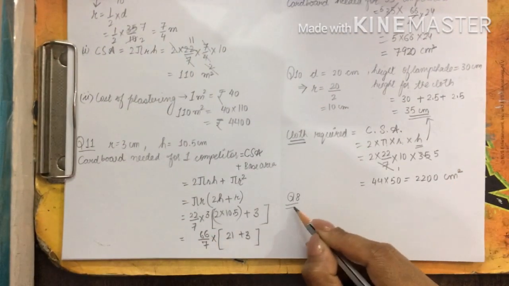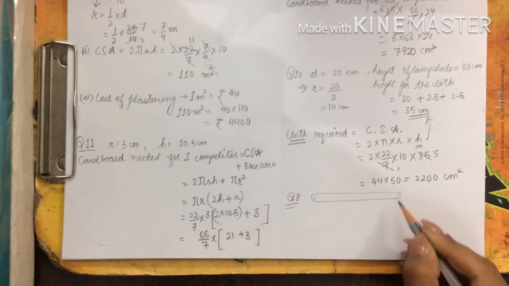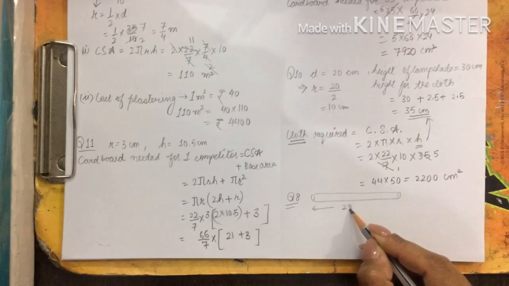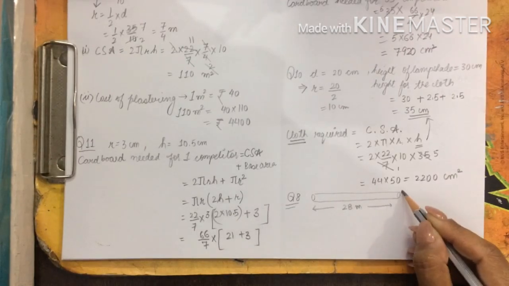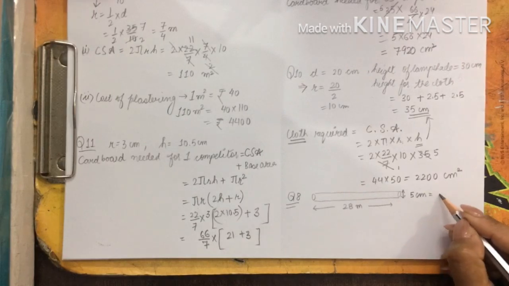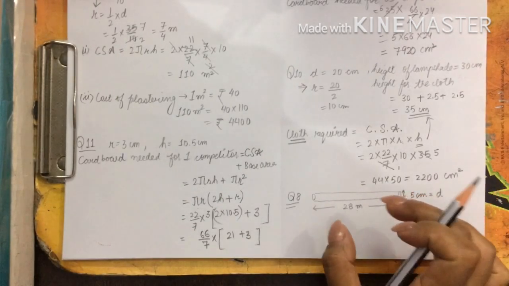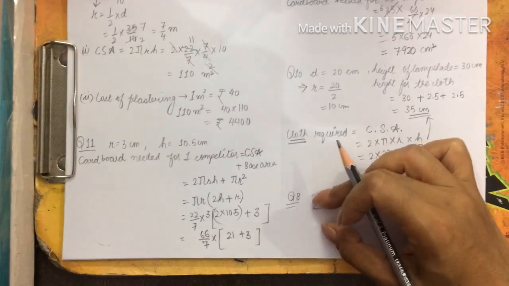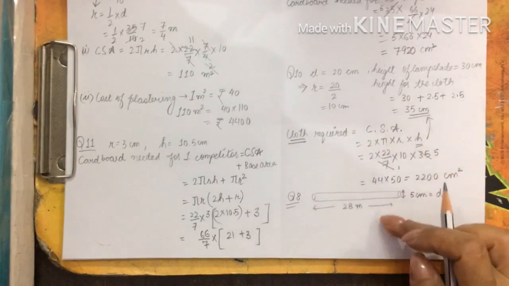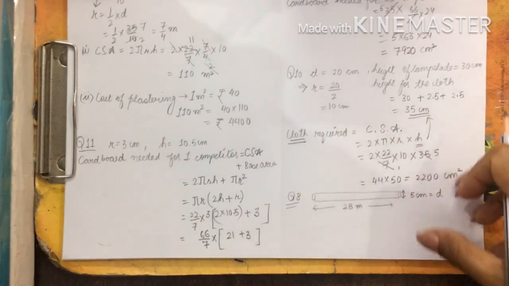Question number 8. Now this is how the pipe would be. The length of this pipe is 28 meters and the diameter across is 5 centimeters. So this is the diameter and this is the length given. So if we are considering this pipe to be a cylinder, the length actually is the height, because we represent the cylinder perpendicular to the ground.